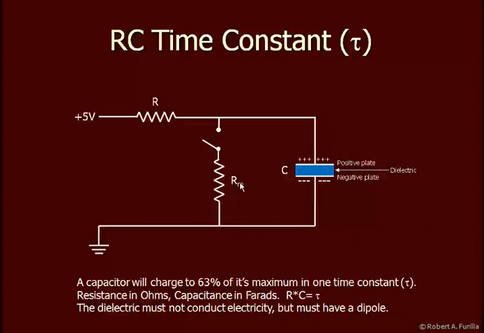The rate at which a capacitor charges or discharges depends on the resistance and the capacitance. R times C equals tau, which is the time constant. One time constant represents 63% of maximum charge, or we could say 63% of the maximum discharge of a capacitor.